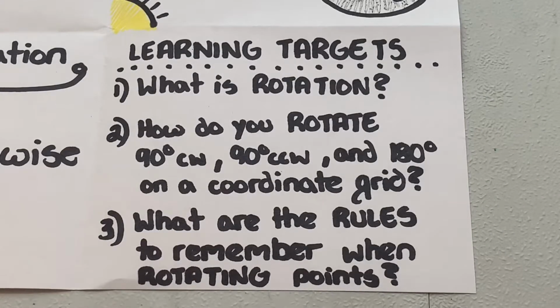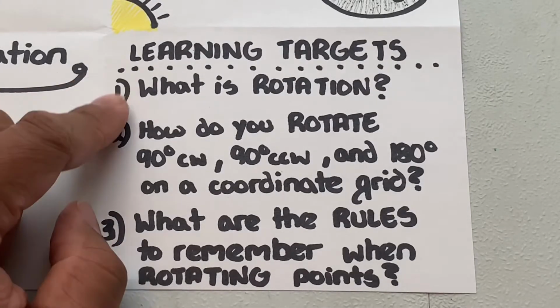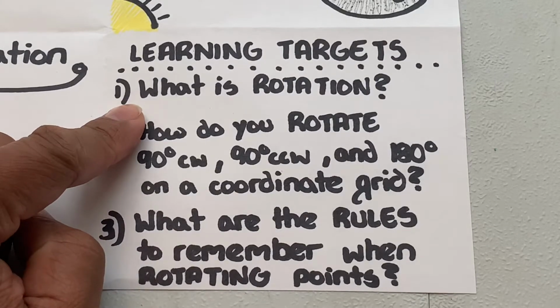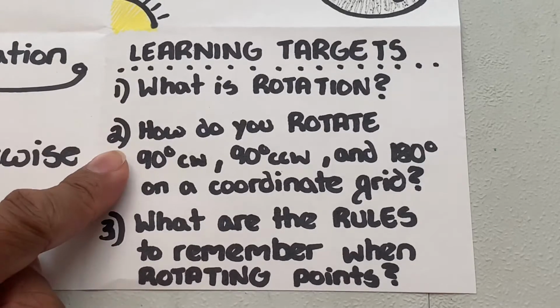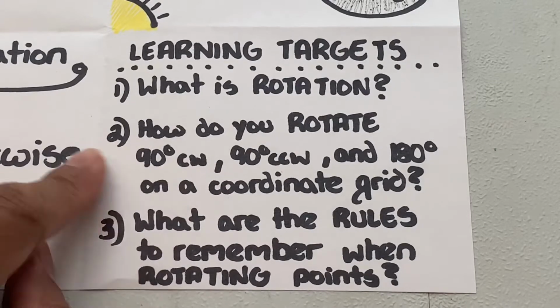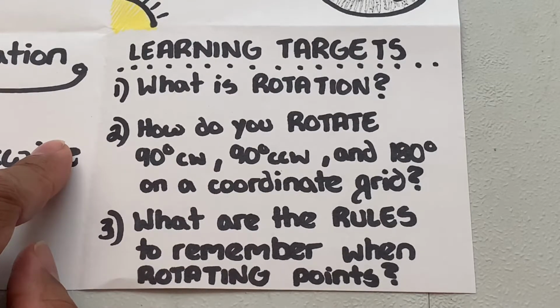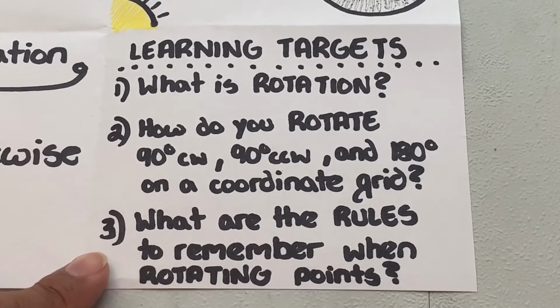All right, class, these are our learning targets. We need to know what rotation is, how to rotate 90 degrees clockwise, 90 degrees counterclockwise, and 180 degrees on a coordinate grid. What are the rules to remember when rotating points?